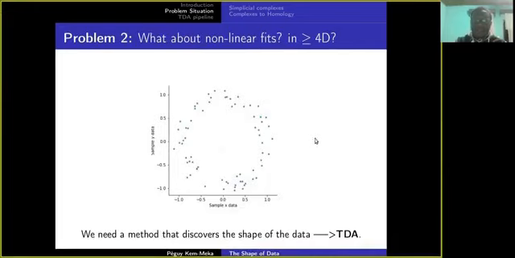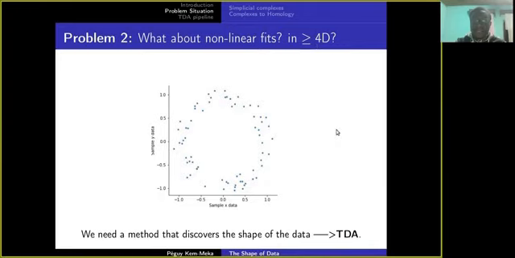What if my data are no more linear? For example, this one on this figure. You can see that linear regression can no more be effective for this kind of data. And it is even harder when I am in high dimensions, let's say dimension greater than 4.